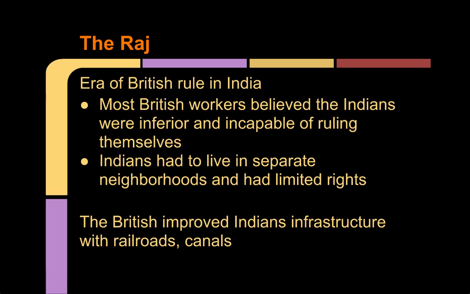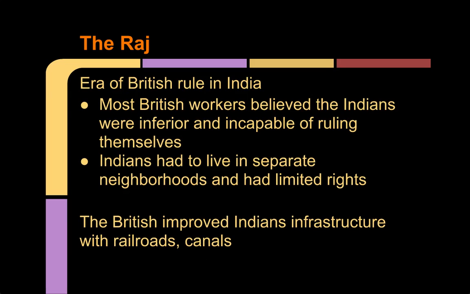Another thing that we need to talk about is the Raj. The era of British rule in India is called the Raj. Most British workers believed the Indians were inferior and incapable of ruling themselves, so they're not going to allow it. The Indians had to live in separate neighborhoods and had limited rights, and the British are going to improve the Indians' infrastructure, which is like railroads, canals, things like that. So they're going to improve that in India.